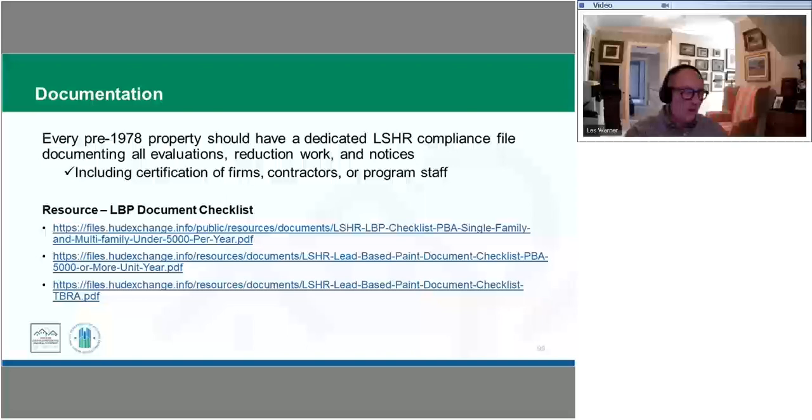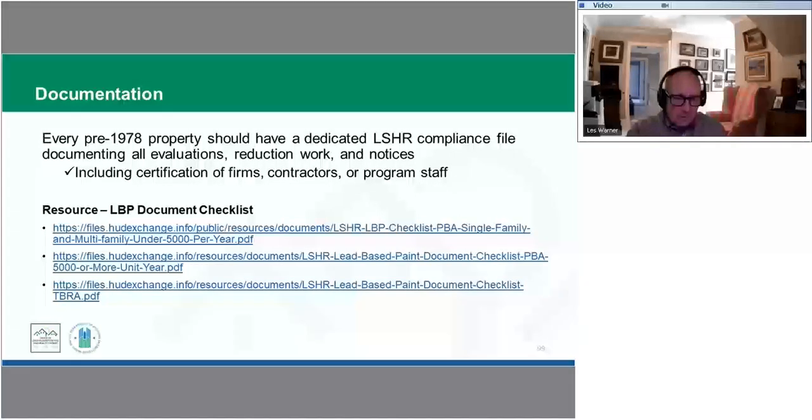So if this property is exempt for one reason or another, we would have that documentation. Otherwise, we're going to be showing that we followed all the lead safe housing requirements under this subpart for the project. That includes our disclosure requirements, the evaluation, any treatment reduction work that's being done, and the notices that go along with that. And so making sure that all that stream of certification and other documentation is being collected to be able to document that.